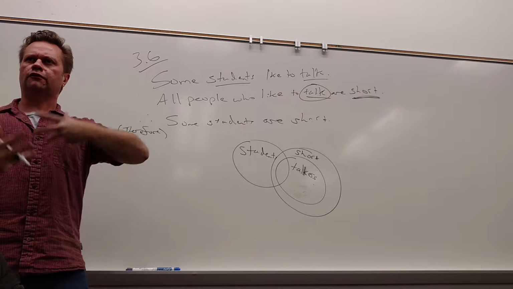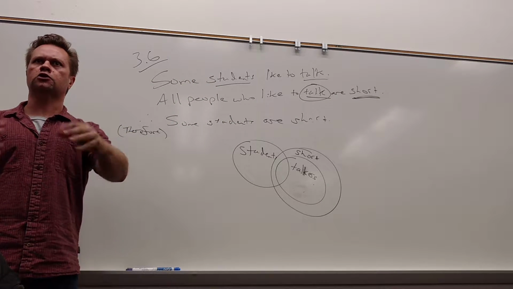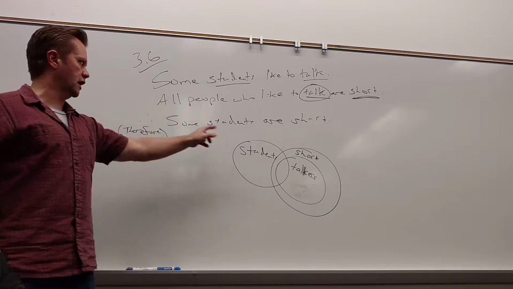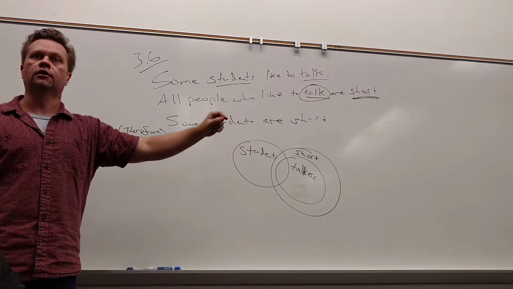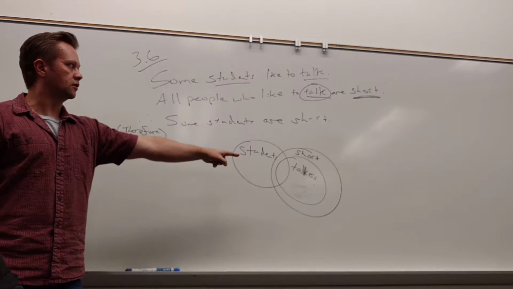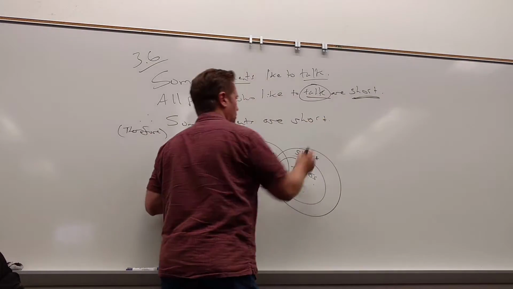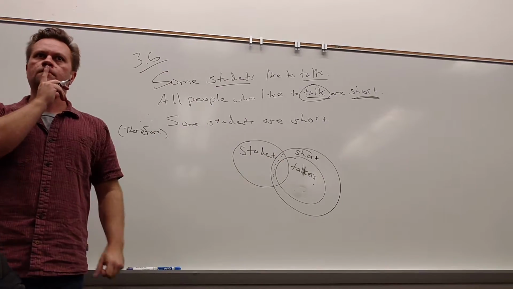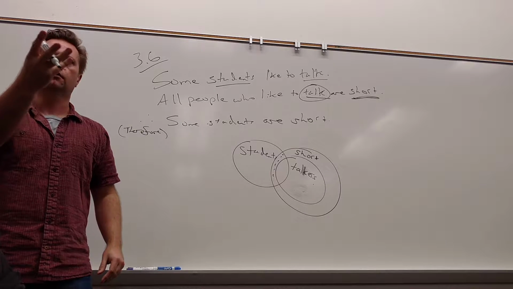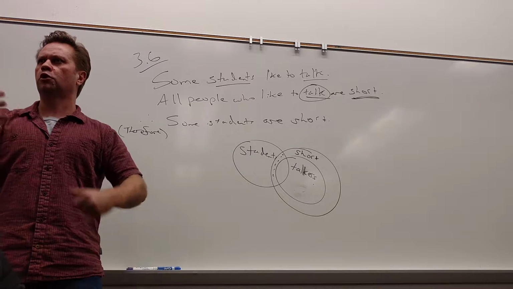Is there any real different way to draw this picture? What you're always trying to do is come up with a counterexample to this. Is there any way to avoid this? Right now, does it look like that's true from our picture? Is this true from our picture? Yes, some students are short. Why? These students are short, aren't they? Do you see what I'm saying? This is a very different way to look at a sentence.